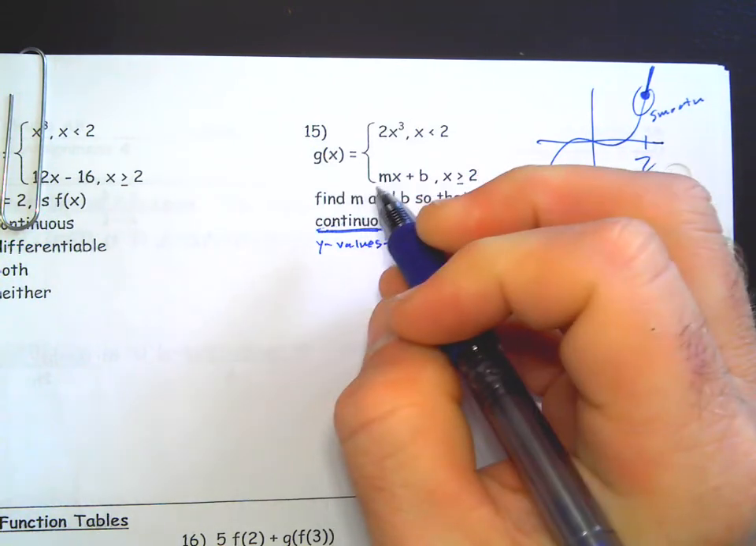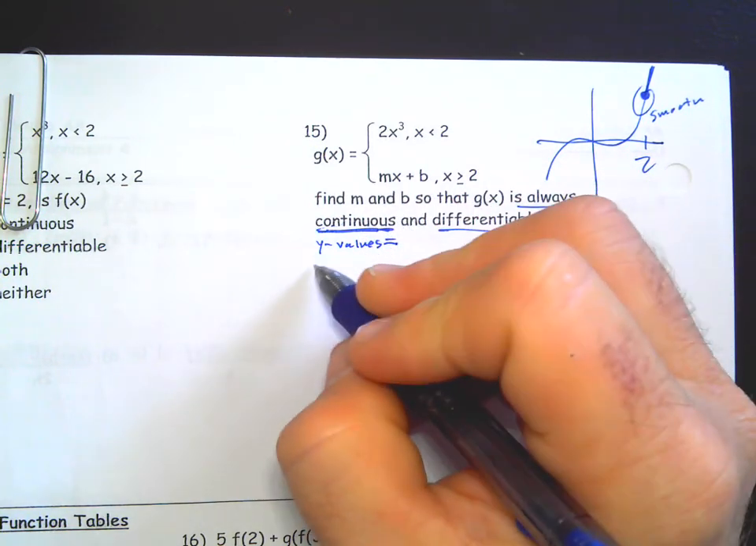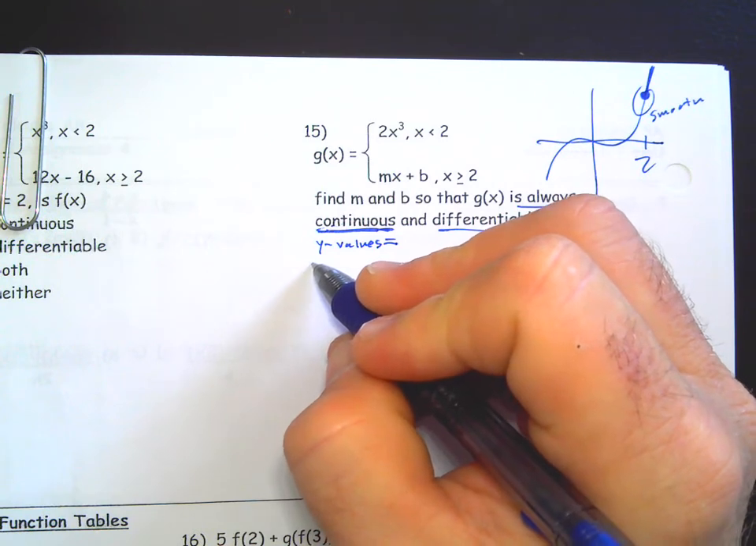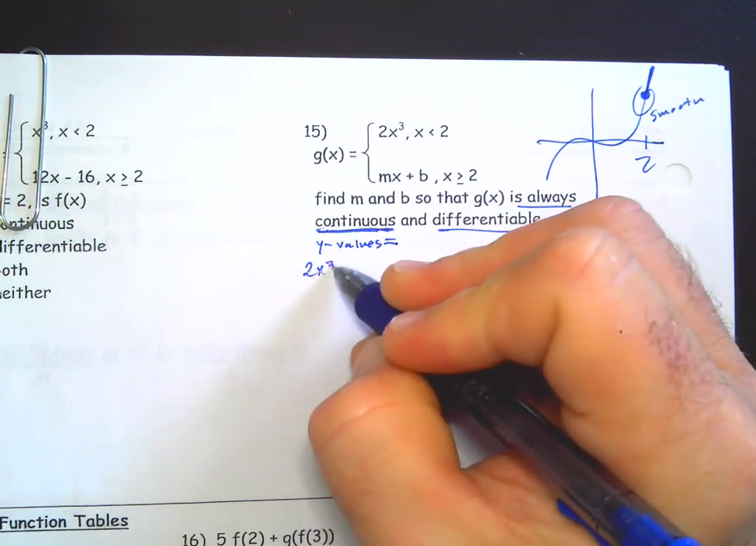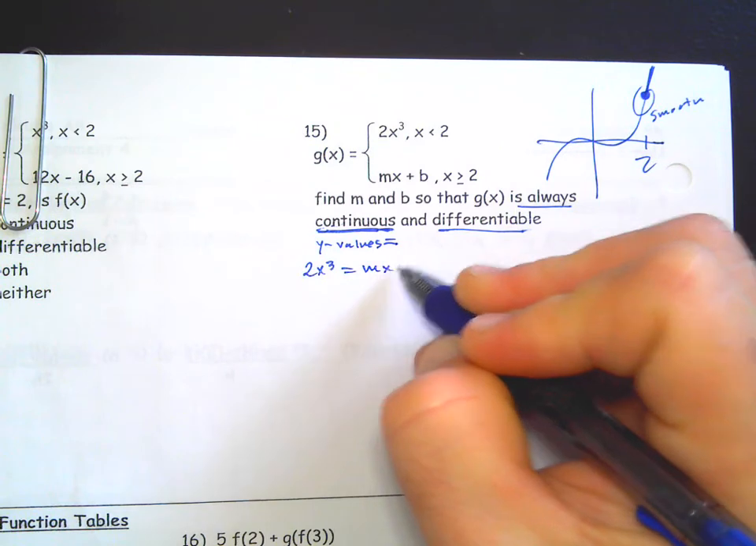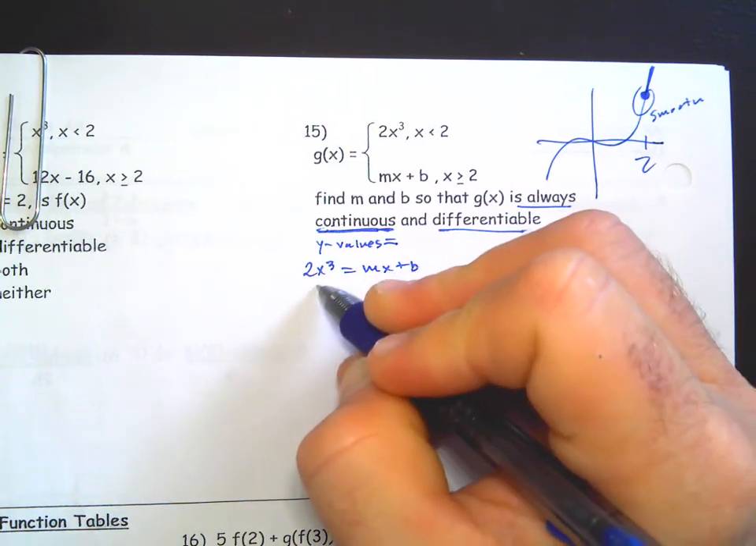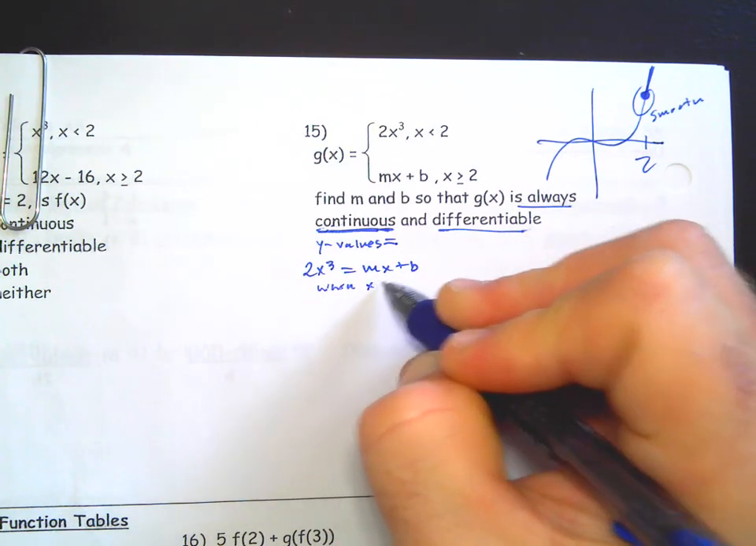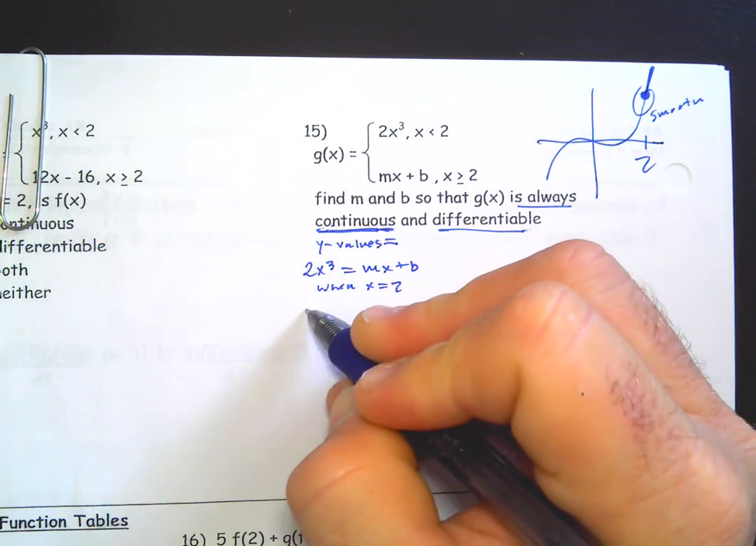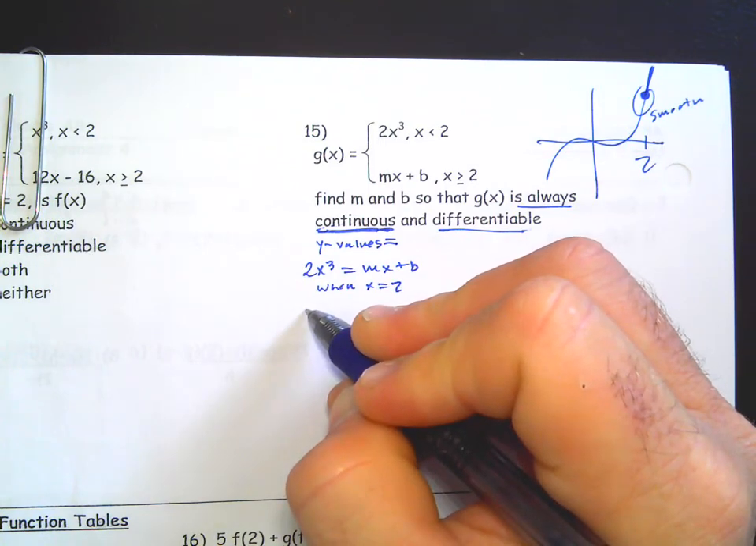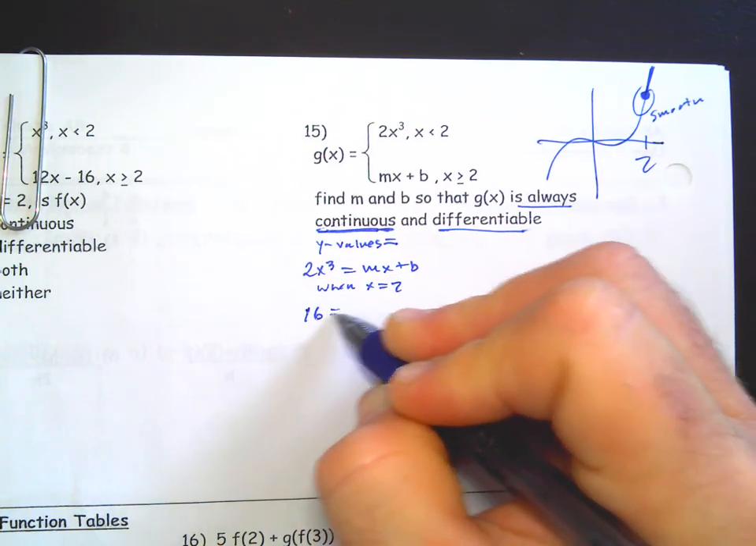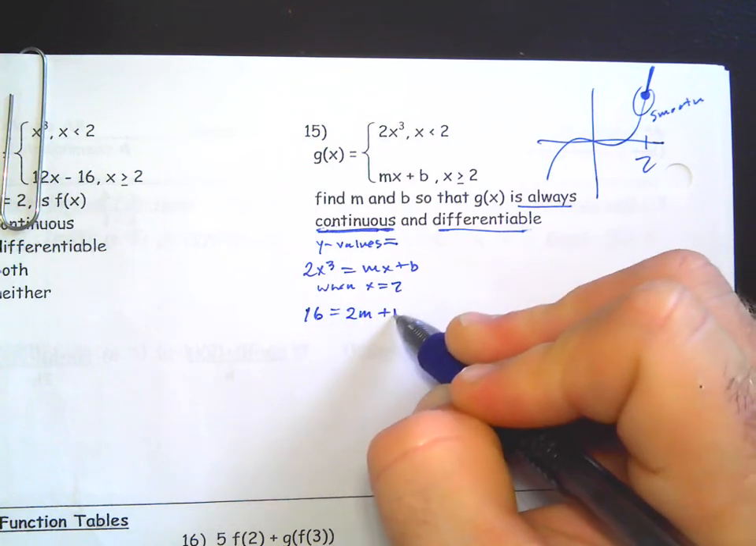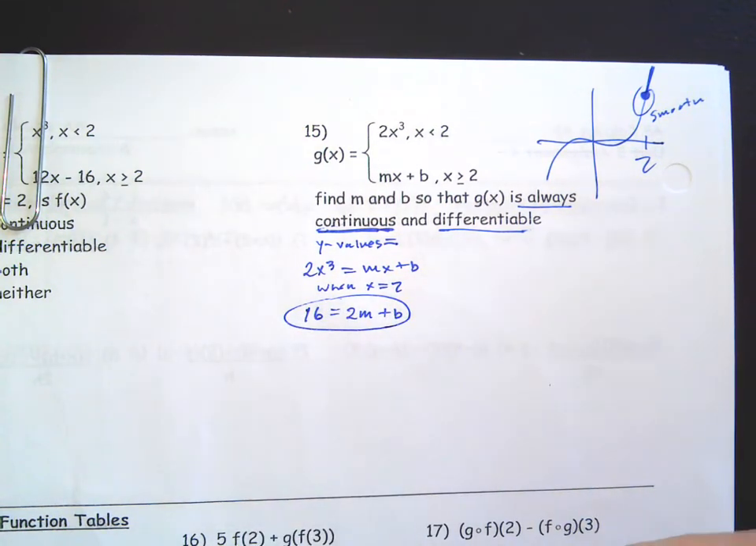So for this to be continuous, the y values need to be equal to each other at the transition, right? So you say, okay, well, the y values 2x cubed must equal mx plus b when x equals 2. So we're going to plug 2 into this, and we're going to get 2 times 8 is 16 equals 2m plus b. So this is one thing that we know has to be true.